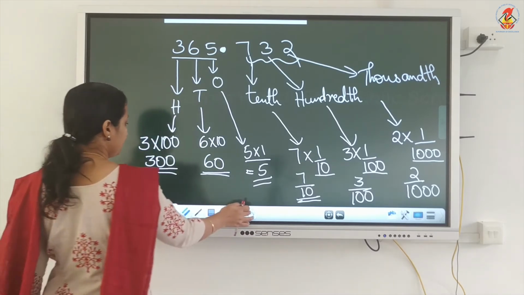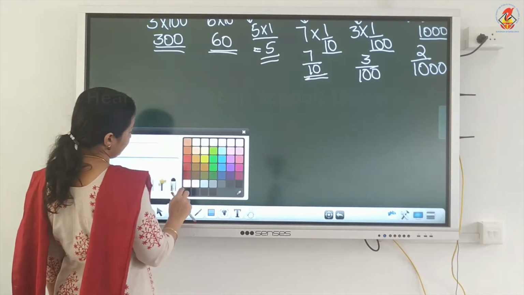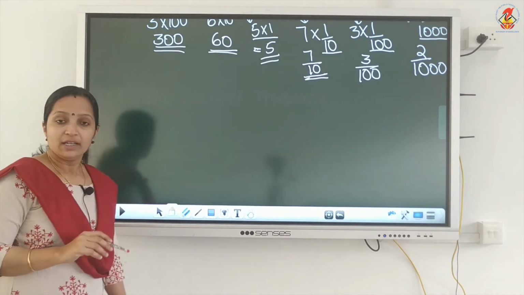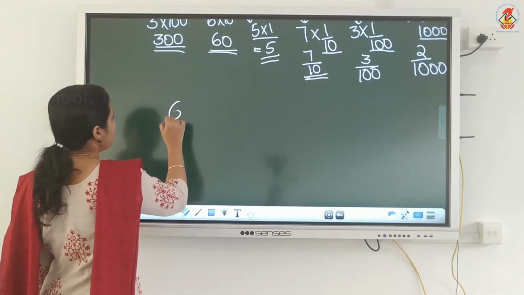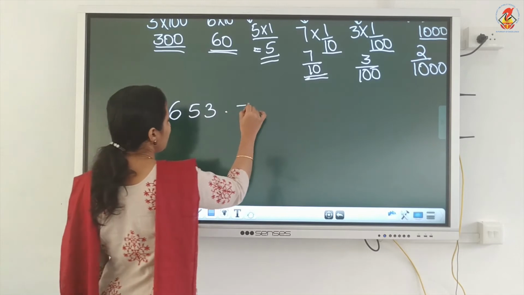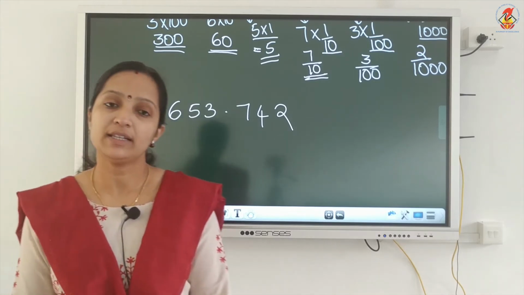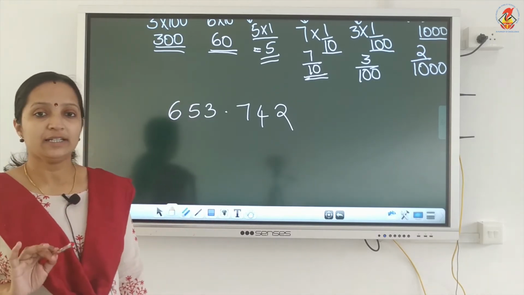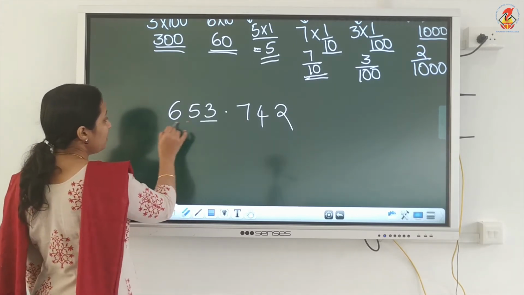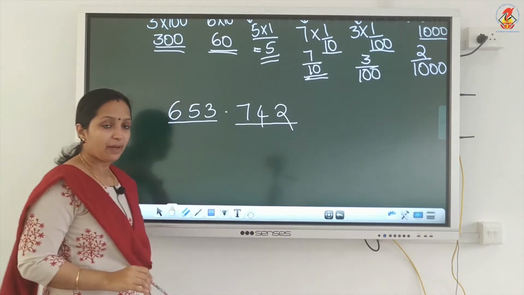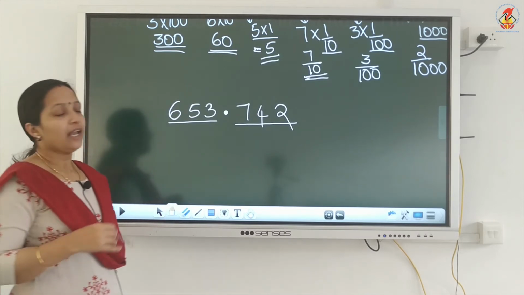I will give you one more example. We studied numbers expressed in decimal form. That means if there is a decimal point in a number, like 653.742, we can say that it is a decimal number, or you can say it is a decimal. This is the whole number part and this is the decimal part, and this dot is known as the decimal point. This much is clear.